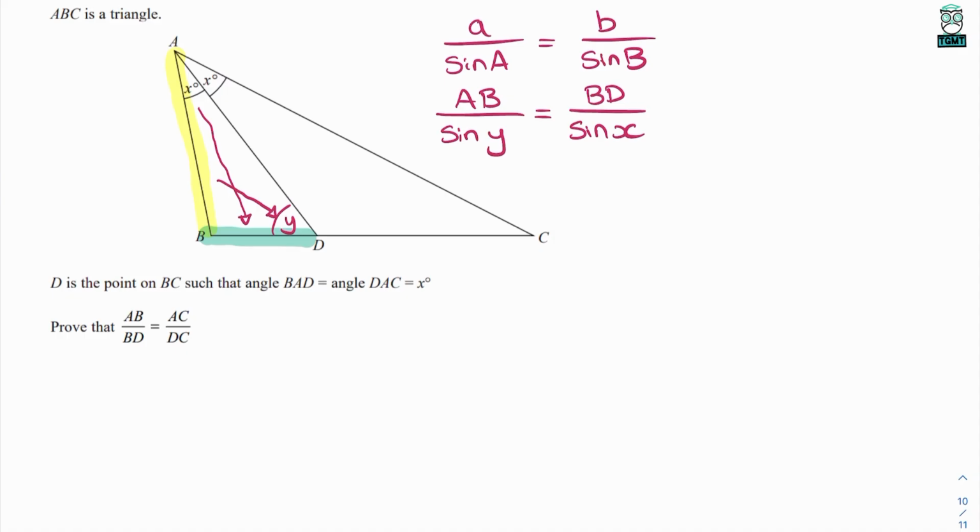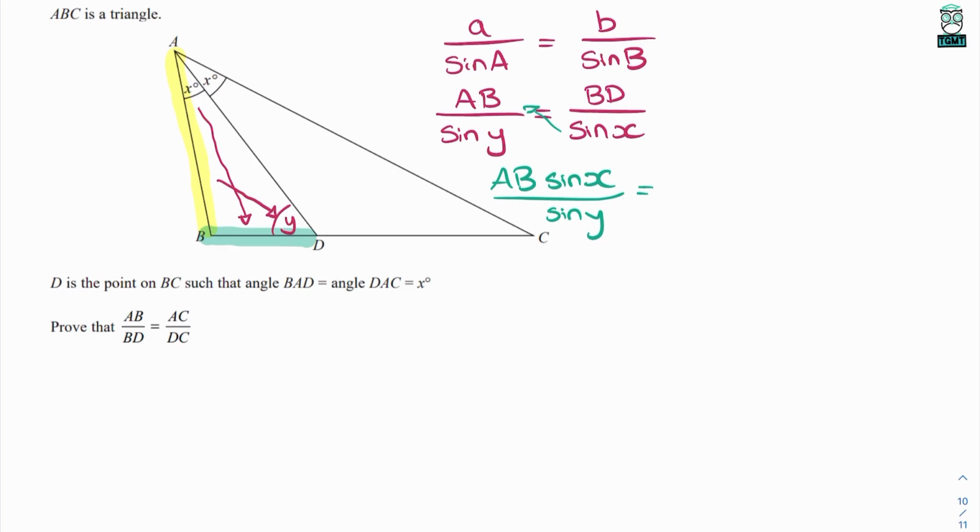So what we could actually do is cross multiply these, or flip them around so that they are looking like the way that we actually want it. So let's have a think about how we could do that. If we rearrange this, we could move the sine X up to here, and that would be AB sine X over sine Y.